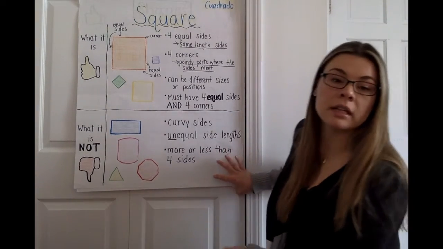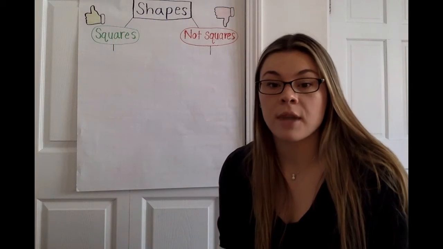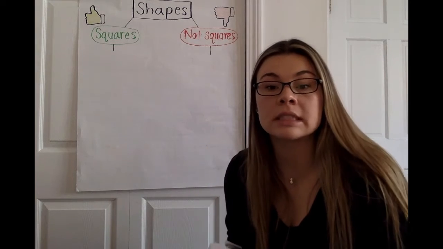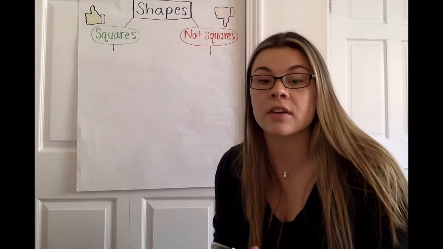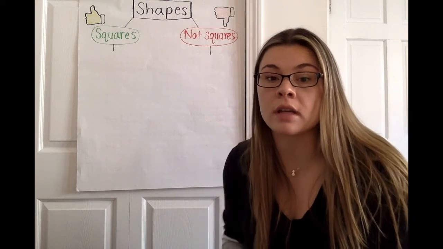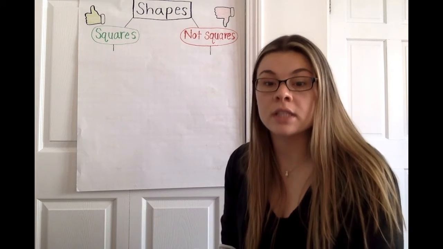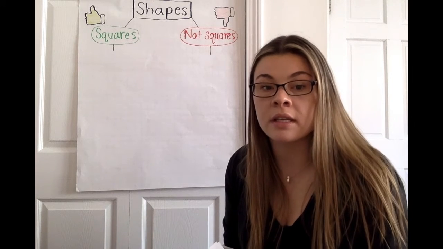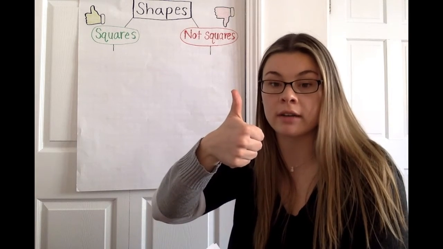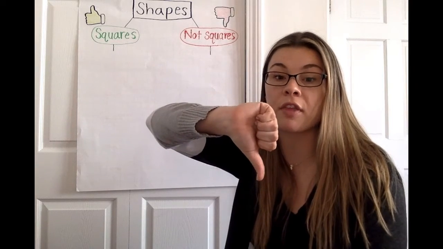So what we're going to do next is a sorting activity. So far we have learned that a square has 4 equal sides. All of the sides are the exact same length, and a square also has 4 corners. Now we're going to practice identifying some squares. I'm going to hold up some pictures. If you think it is a square, put a thumbs up. If you see a different shape that is not a square, then please put your thumb down.